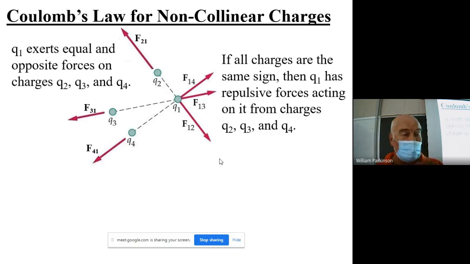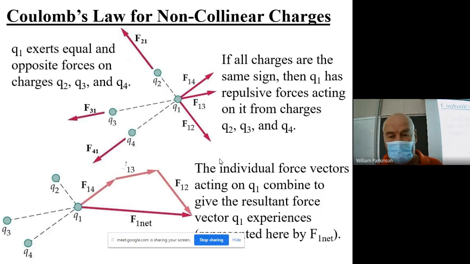But now, again, let's return to the force on 1. And there's 3 forces acting on 1. And I would like to know what the net force is. Well, we already saw what to do there. Take the individual arrows, lay them tip to tail, and then start from the tail of the first charge that you laid end to end, and finish at the last charge that you laid end to end.